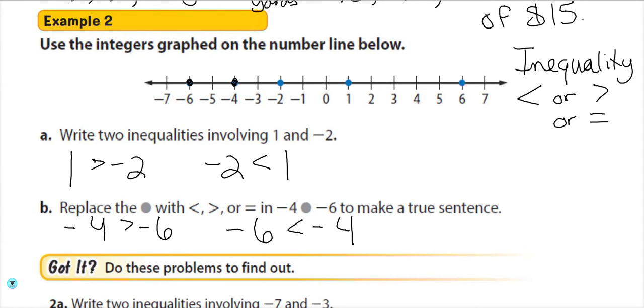Go ahead and finish up and pause whenever you're ready, and let's try the guided questions and come back to me when you're ready.